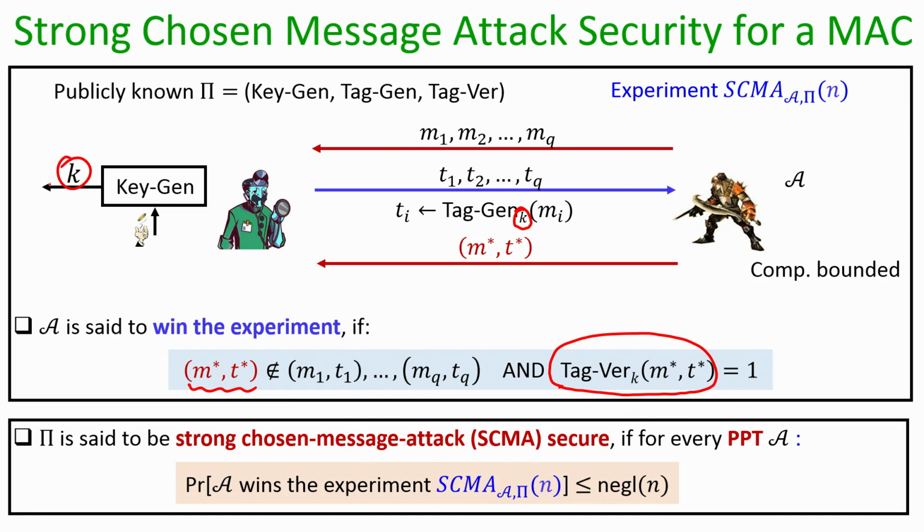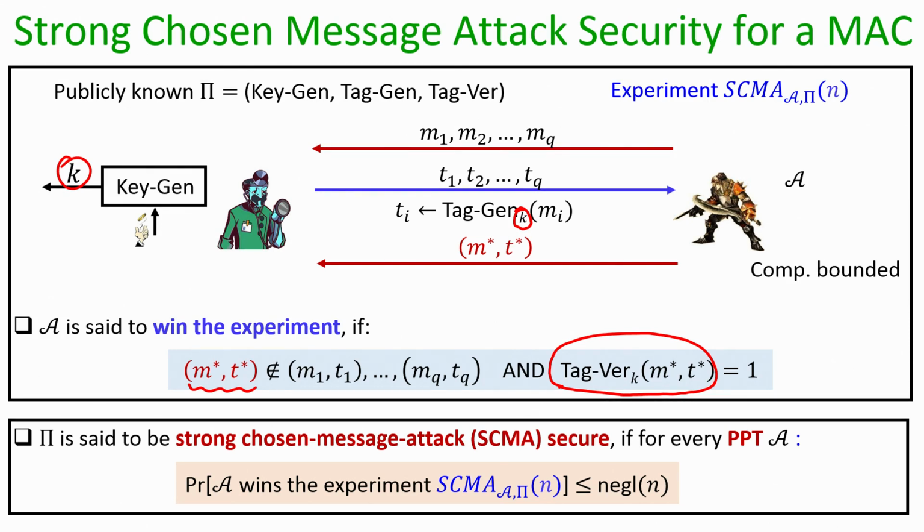Our security definition is: we say that our message authentication code is strong chosen message attack secure, or SCMA secure, if for every polynomial time adversary participating in this experiment, the probability of the adversary winning the experiment is upper bounded by some negligible function, where the probability is over the random choice of the key generation algorithm and the queries for which the adversary has asked for the tag service.